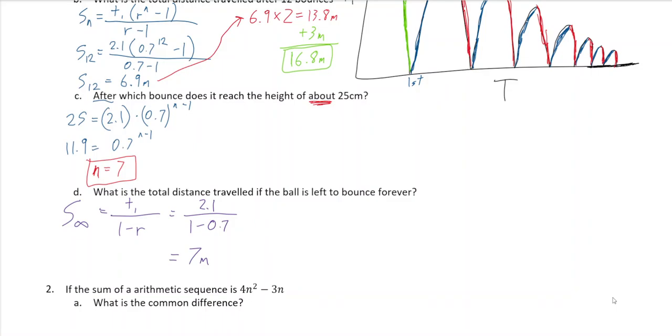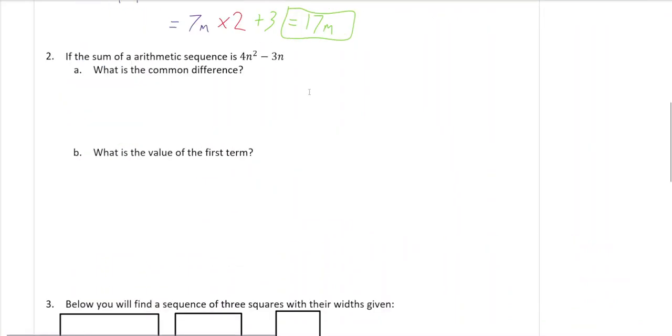No. Again, same thing as before. We need to double it and then add 3. Right? So if you double it, you get 14. Then you add 3, you get 17 meters. So that ball, if left to bounce forever, will get to 17 meters. Now, our number is close to that because it's 12 bounces, but if you leave it forever, it should get to 17 meters.